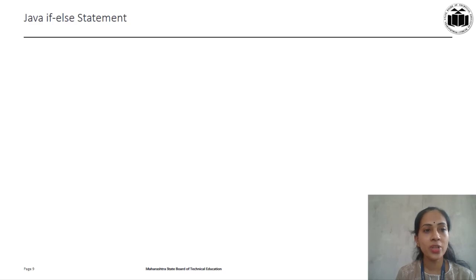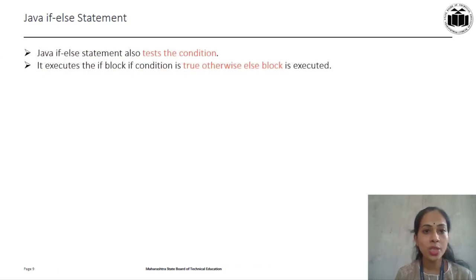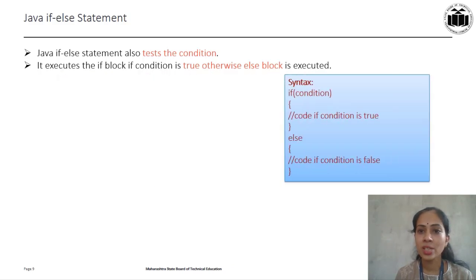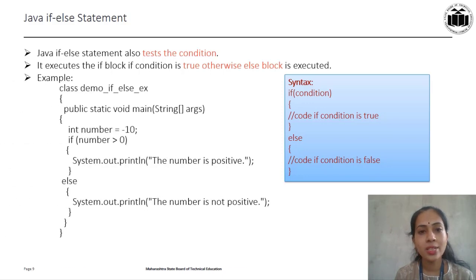The next statement is if else. Java if else also tests the condition. It executes the if block if the condition is true, otherwise the else block is executed. The syntax is like this. Here is a simple example which shows whether a number is positive or not. I have declared the variable number and assigned -10 to it. When the condition is true, the number is positive. But in my example, the condition is false because the number is not greater than 0.